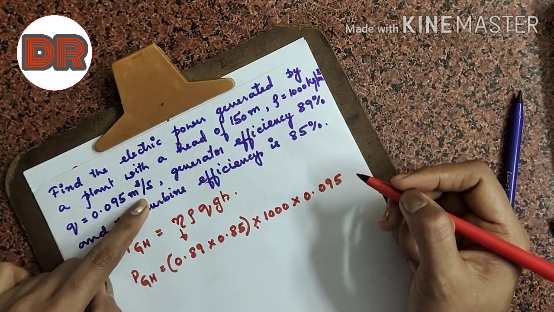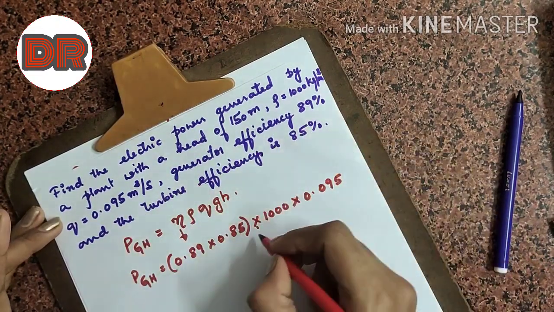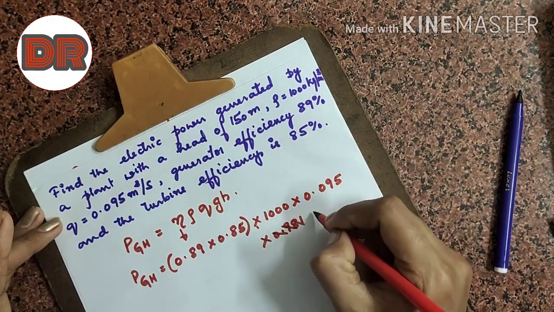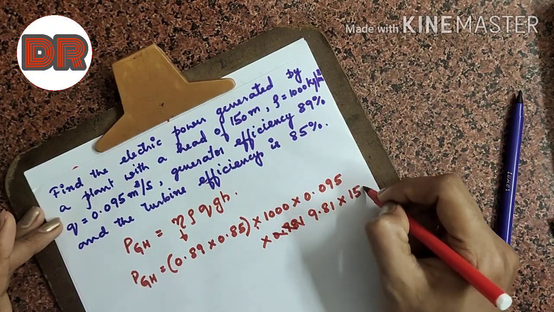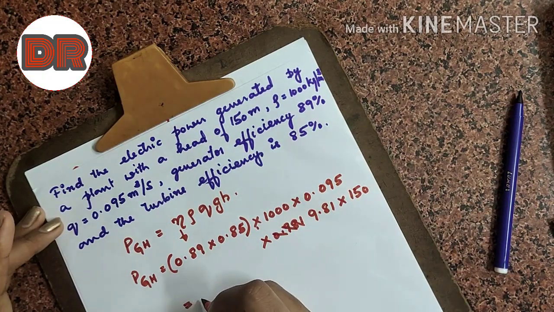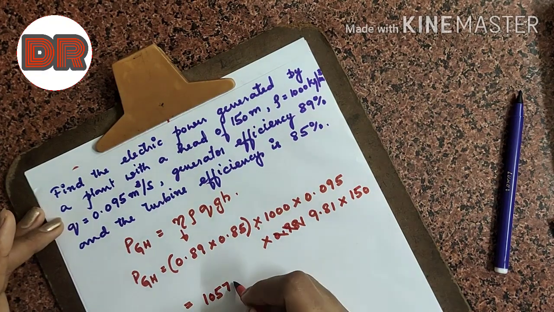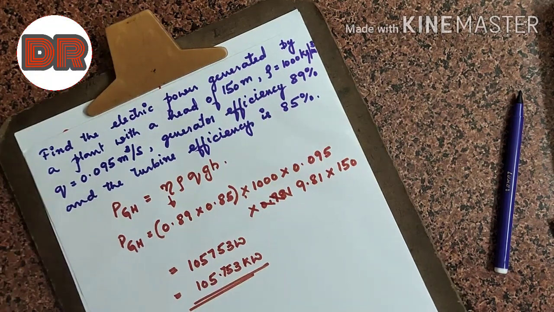Check the units. All these should be in standard quantities. G is 9.81, and the water head is given as 150. If you calculate this, you will get 105,753 watts, or 105.753 kilowatts. This is a simple example for the calculation of electric power generated from a hydropower plant.